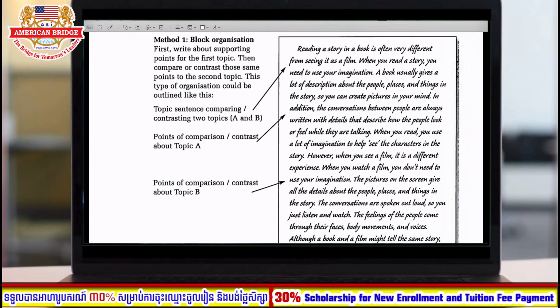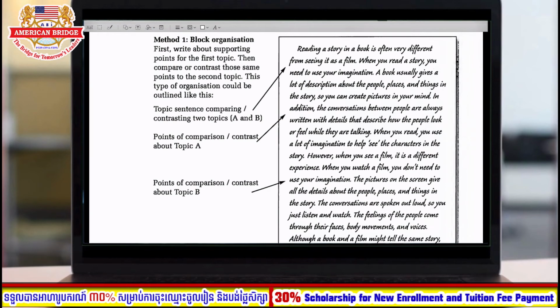So let's have a quick reading. Reading a good story in a book is often very different from seeing it as a film. As you can see, they write a paragraph about reading a story from a book and seeing it as a film.